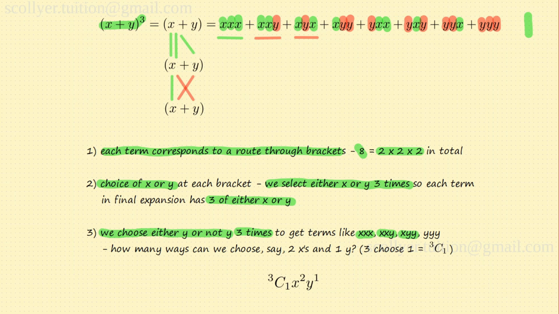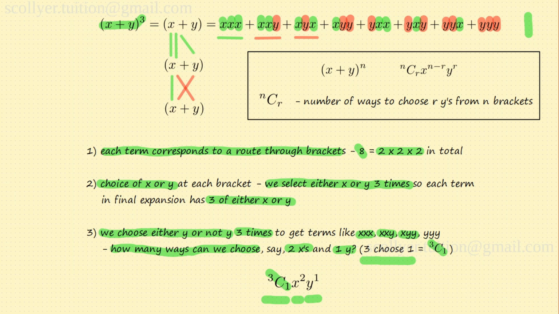And so if we're interested in the term that looks like 3c1 x squared y to the 1, the 3c1 tells us how many ways that we can choose 2 x's and 1 y by making those choices as we go through the brackets. And this notation, 3c1, is generally read as 3 choose 1.